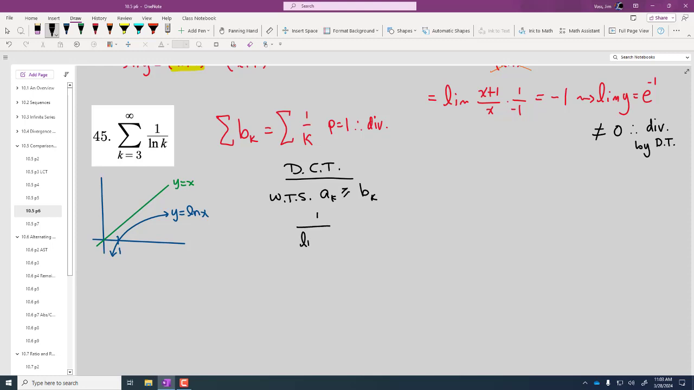So we put in our a sub k, we put in our b sub k, we cross multiply, and that is true. By the time you're in Calc 2, you know how to graph the natural log function, you know how to graph the identity function. So this is a fact that we know at this stage of the game. So this is true. Therefore, both diverge.